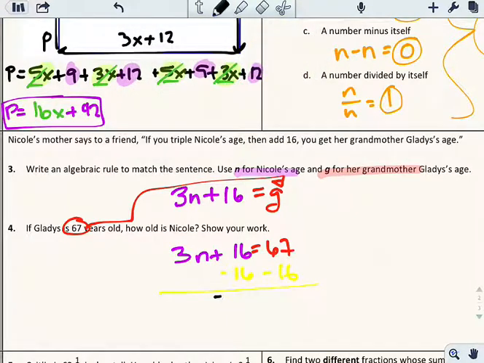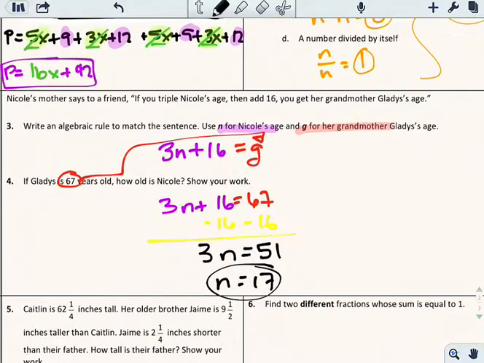So we're left with a 3N on this side. 67 minus 16, well, that's going to be 51. Okay? So if 3N's make 51, how much does 1N equal? That means 1N equals 17, because 3 of them make 51. That's a division problem, by the way. So Nicole should be 17.